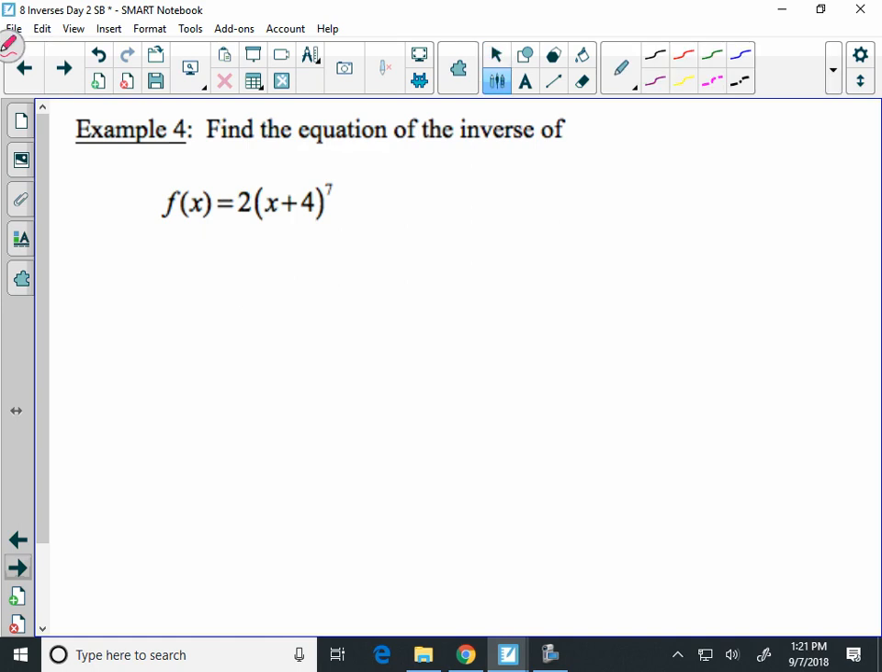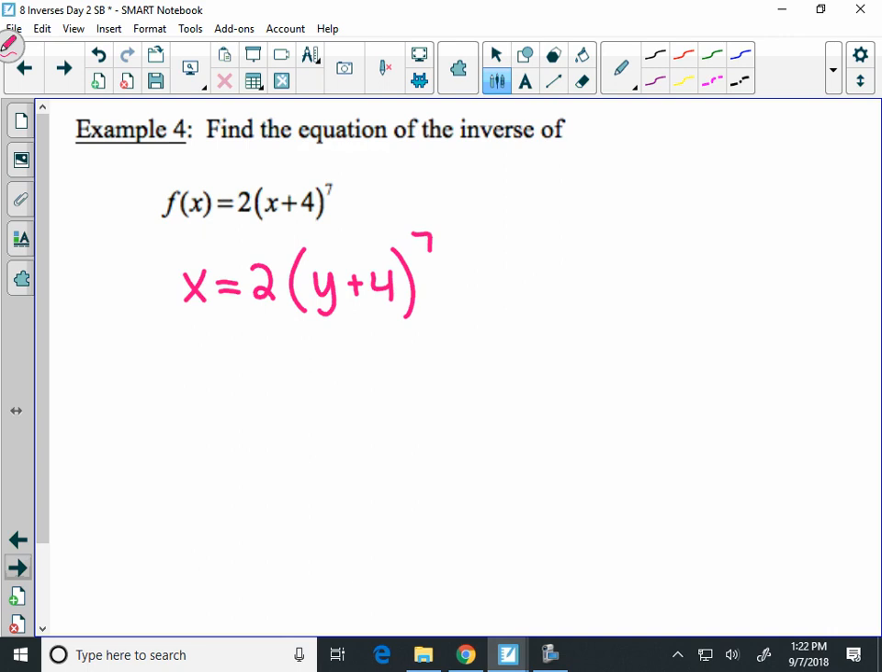Let's switch the x and y. Let's start there. So x equals 2 times y plus 4 to the 7th. Where do I start on a problem like this? You don't know? Let me ask you, am I allowed to distribute the 2 here? No, I'm not. Here's why. If I did not have an exponent, if it was just 2 times y plus 4, then you would distribute. But because that exponent is there, you're not allowed to distribute.